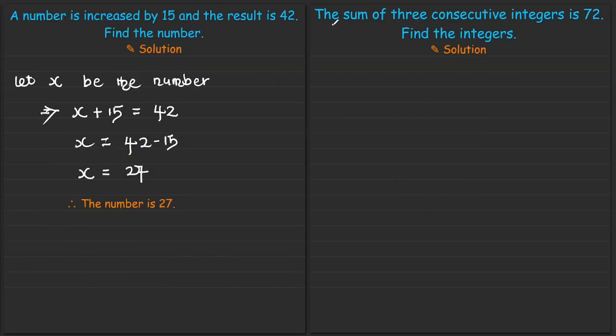Our second question says, the sum of 3 consecutive integers is 72. You have to find the integers. Now, if we talk of consecutive, then it simply means they are one apart. For instance, if you are talking of consecutive integers and we want to start from 1, then the consecutive integers will be 2, 3, and then 4. And then it goes on and on.